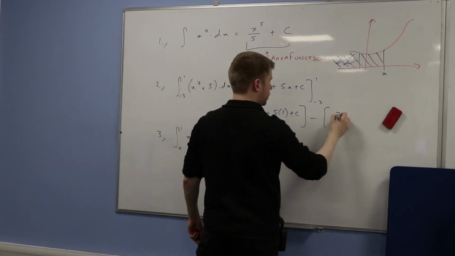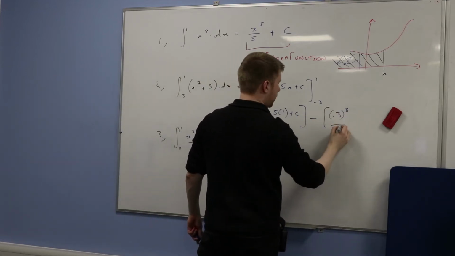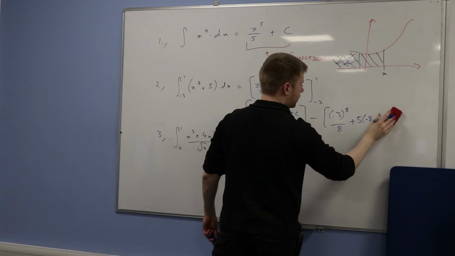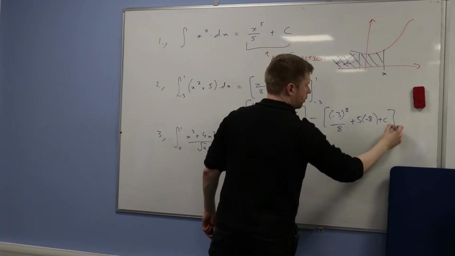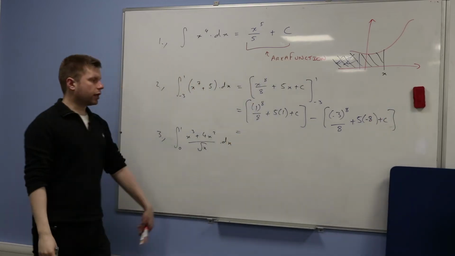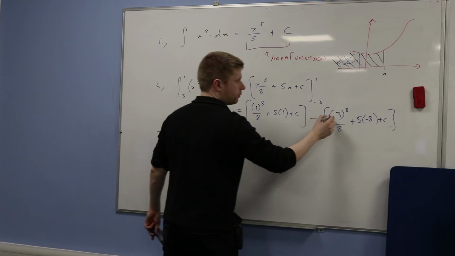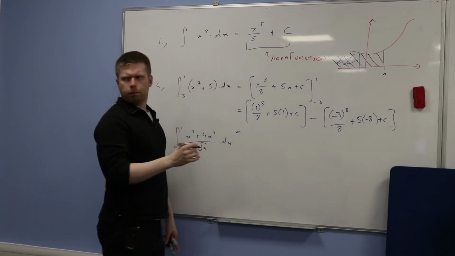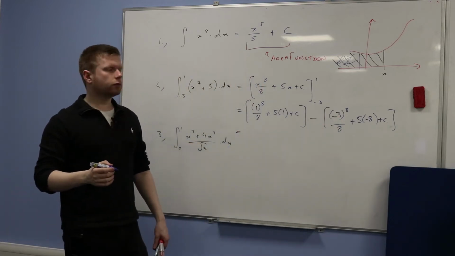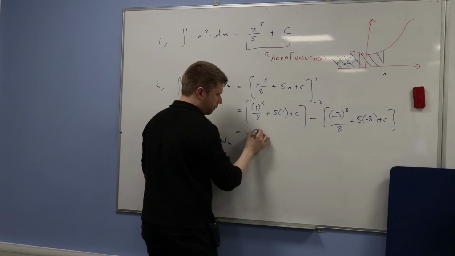So we go negative 3 to the power of 8, all divided by 8, plus 5 lots of negative 3, plus c. All right. Does anybody stick this in a calculator? Does anybody work it out? I can't be bothered. It's minus 800 or something? Wait, what? Was it minus 830? Okay.